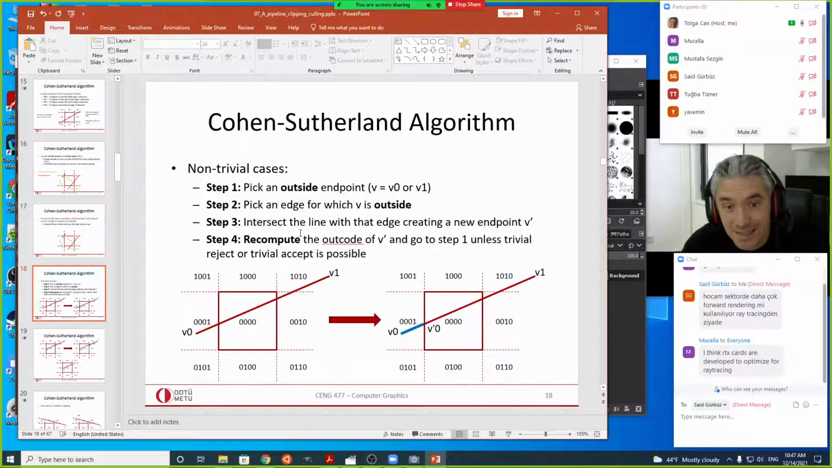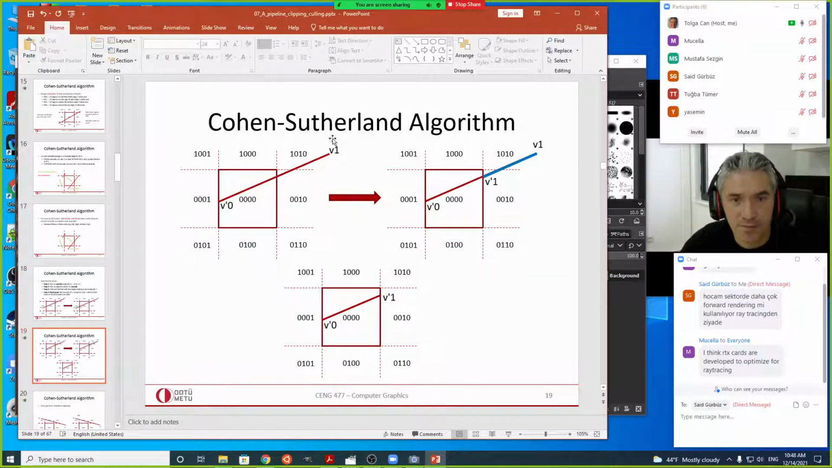Then we do line-edge intersection, which is very trivial in this case because the clipping boundaries are all axis-parallel lines. It's not just an arbitrary two-line intersection. Finding the intersection point by plugging xmin into the line equation will be simple. We find this v prime and we recompute the outcode of v prime. If it's still outside, we go to step 1, unless it's a trivial accept or reject.